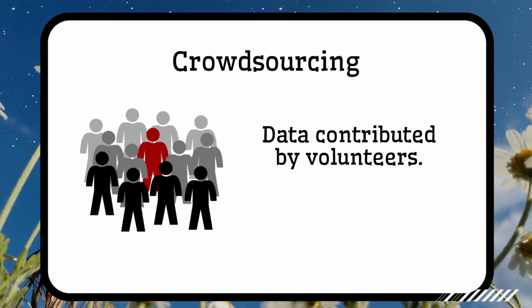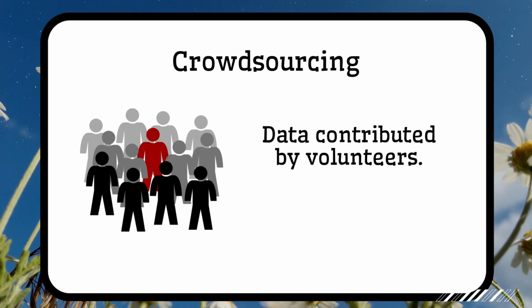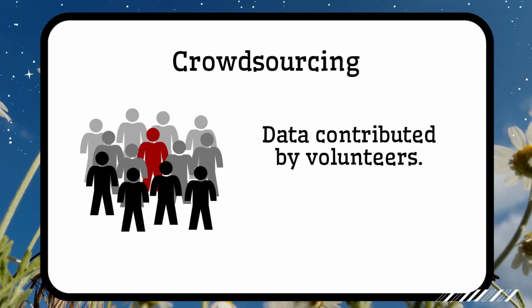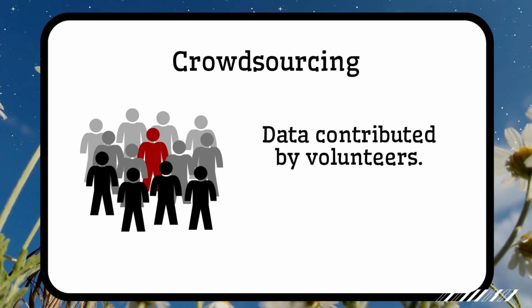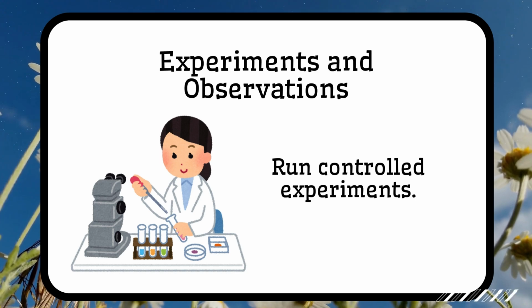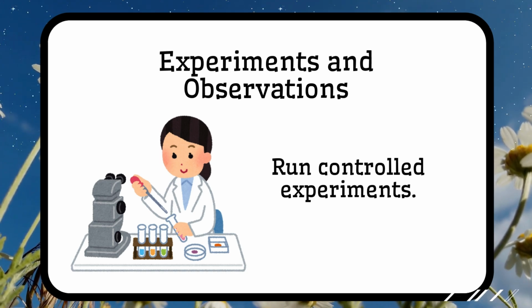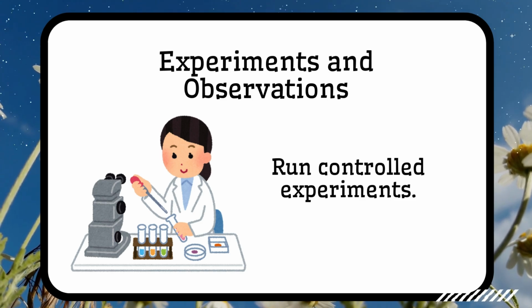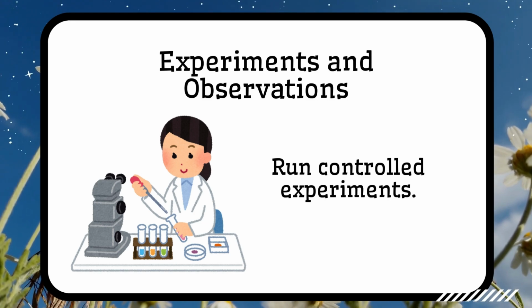Crowdsourcing. Crowdsourcing is a method where data is contributed by the volunteers. For example, annotating images for AI training on Amazon Mechanical Turk. Experiments and observations. Experiments and observations can be used to run controlled experiments. Example, testing two website layouts to see which gets more clicks.